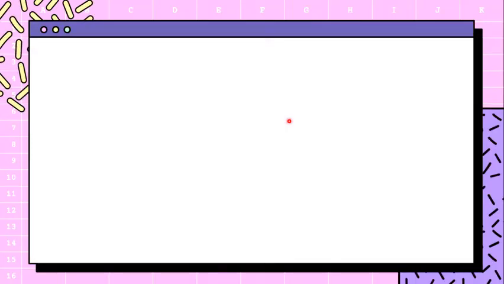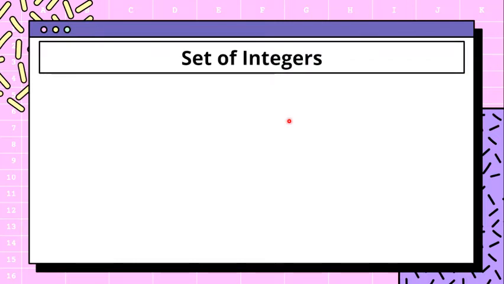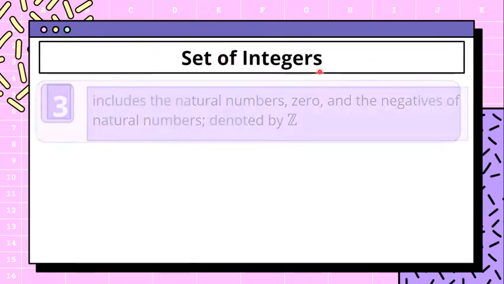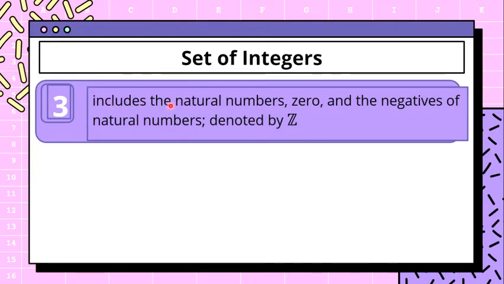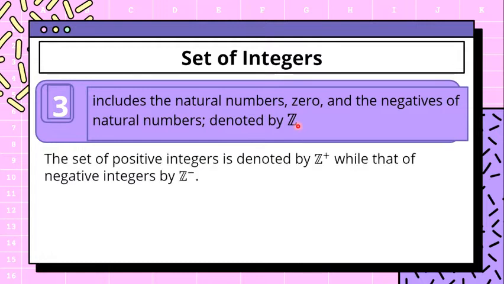So the third one is what we call the set of integers. Here it includes the natural numbers, 0, and the negatives of the natural numbers. Meaning to say, these are the negatives, 0, and the positive numbers. It's denoted by Z. Also, the set of positive integers can be denoted as Z positive or Z plus, while that of negative integers, it's by Z negative or Z minus.